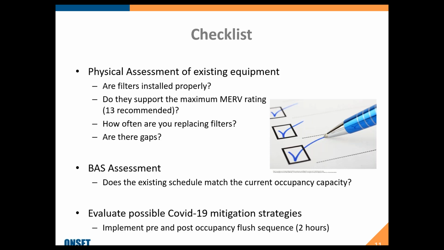Looking at the building automation system, does the existing schedule match the current occupancy capacity? They've been recommending that there's a pre and post flush of the air for 2 hours before occupancy and after. So that may change how your systems are going to start up in the morning and eventually shut down at night. So these are all considerations that you should be looking at and working with your facility manager.